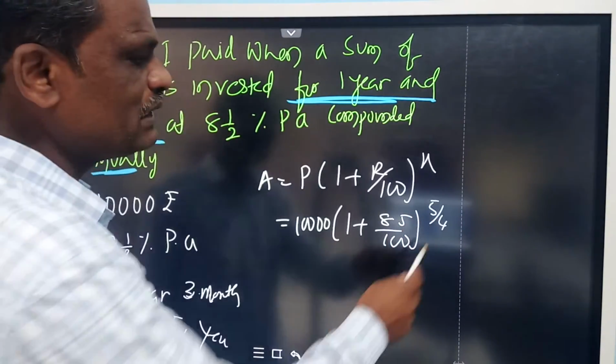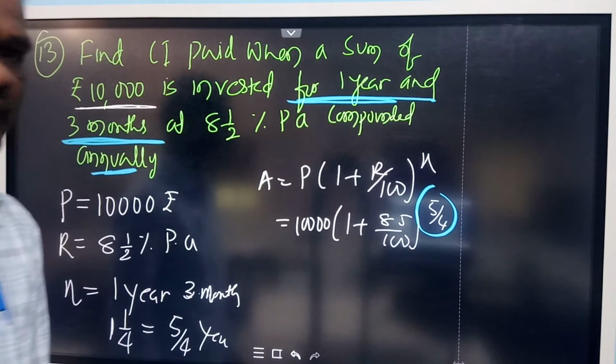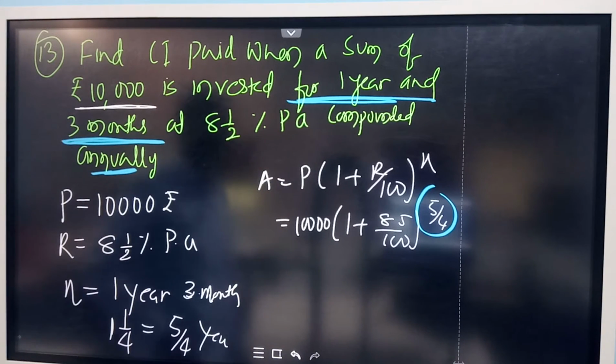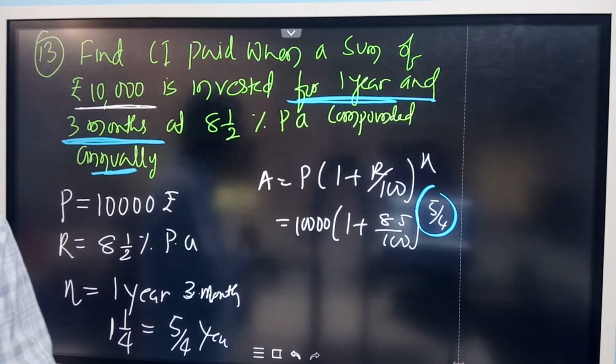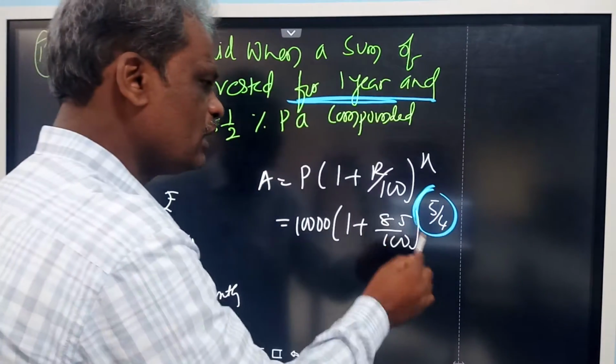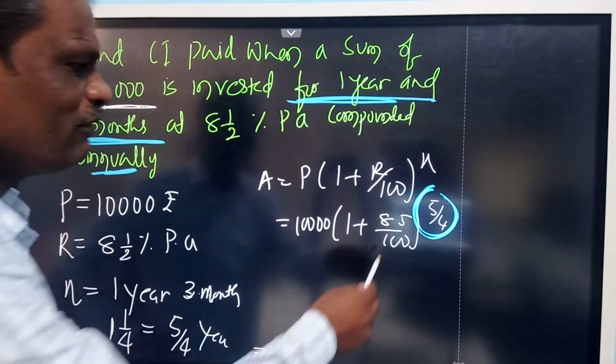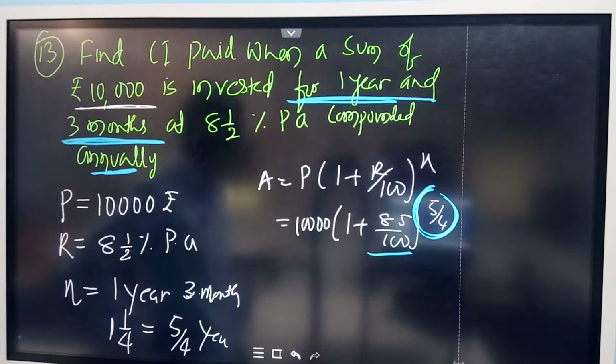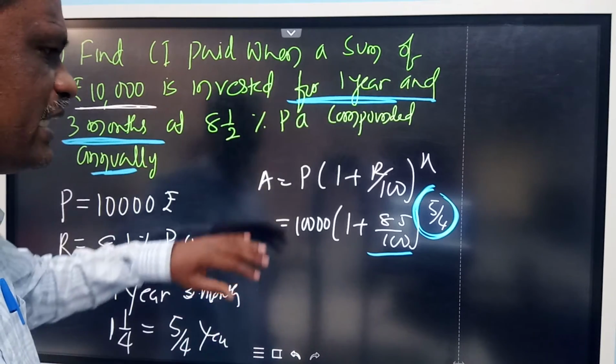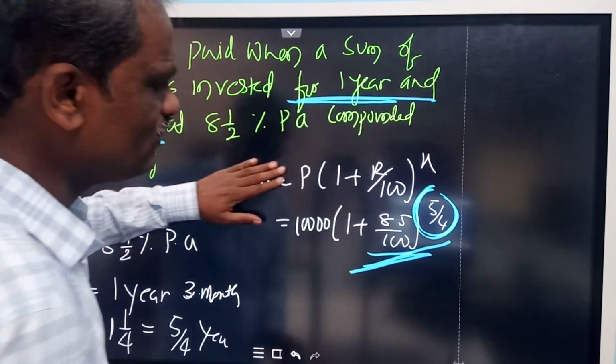See, 5 by 4 means it is a fraction here, very difficult for the calculation purpose. In this case, what do you have to do then? How to simplify? You do not know how to simplify this type of exponent. First we can find the simple interest and we can add that. Good, very good. Now just look at this type of calculation, it is very difficult, you cannot do it.